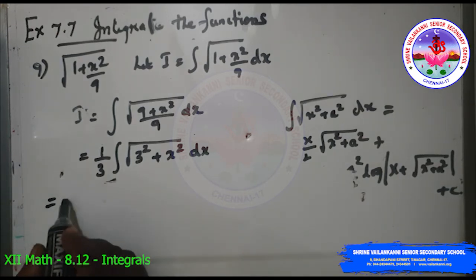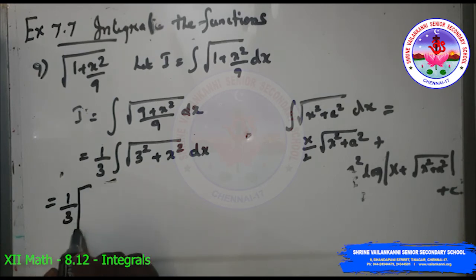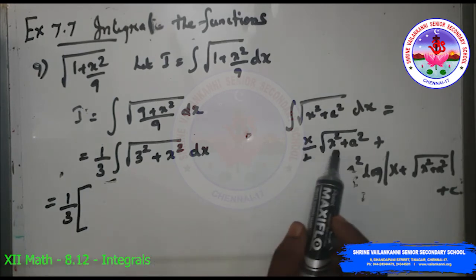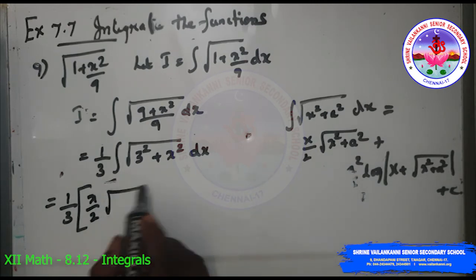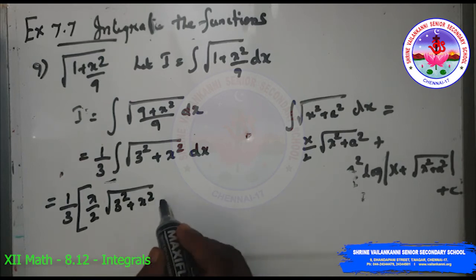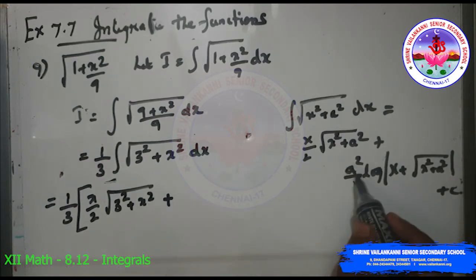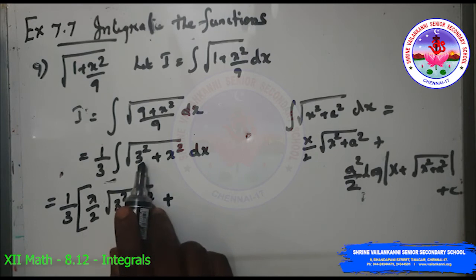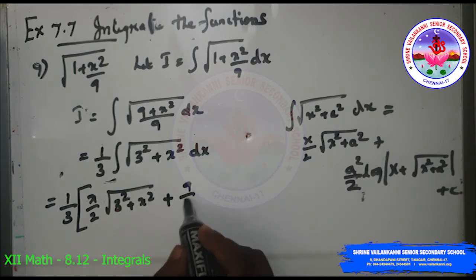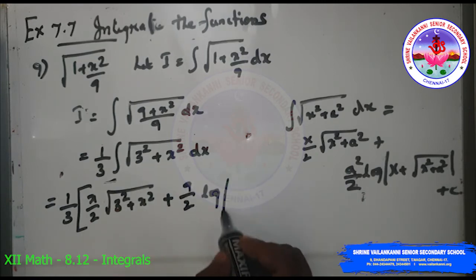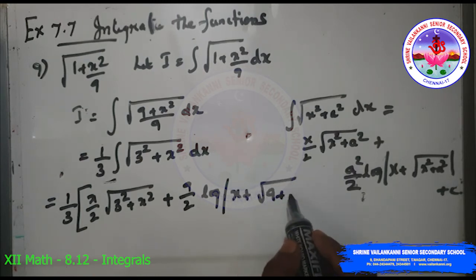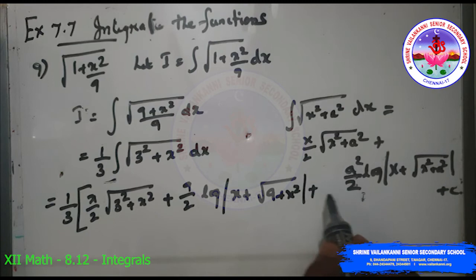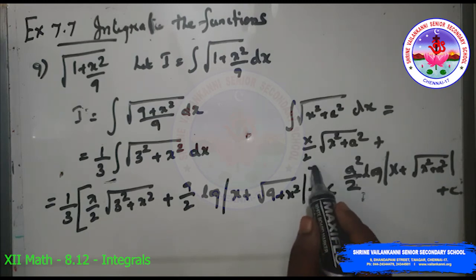So which is equal to 1 by 3 into x by 2 into root of x square plus a square. So x by 2 into root of 3 square plus x square, plus a square by 2. A square is 3 square, 9. So 9 by 2 log of modulus of x plus root of 9 plus x square plus c.